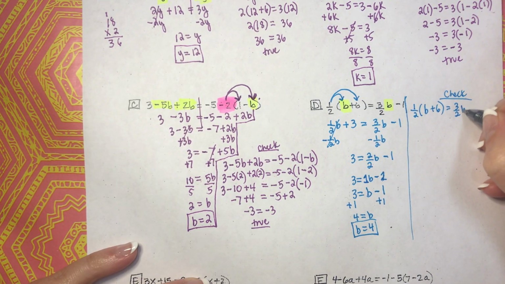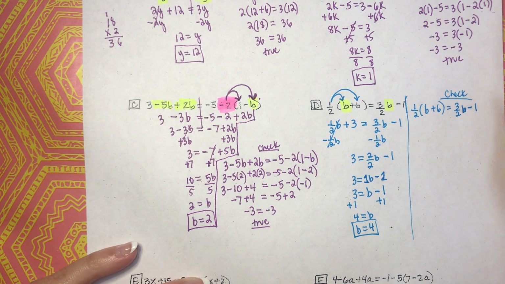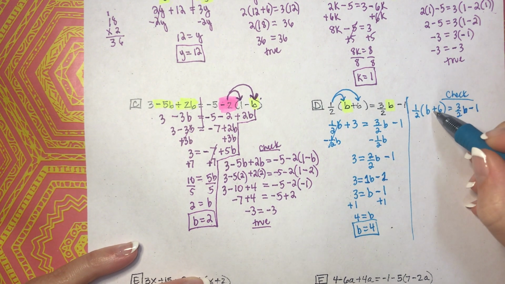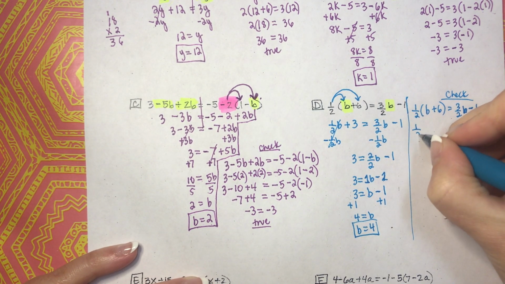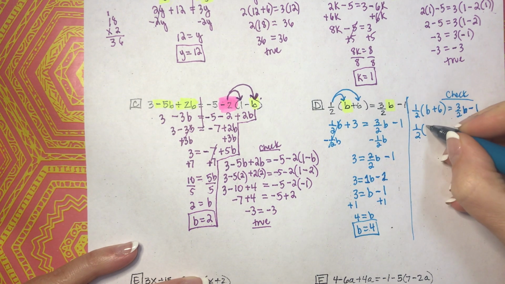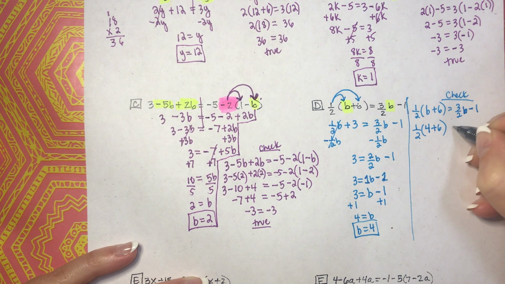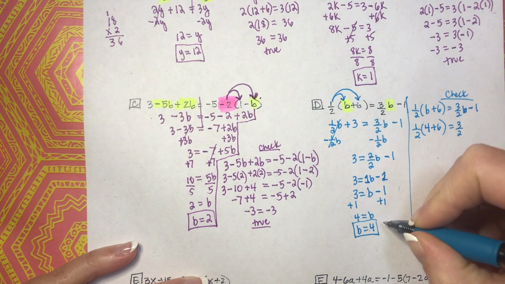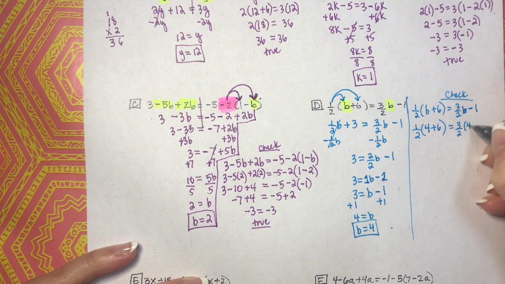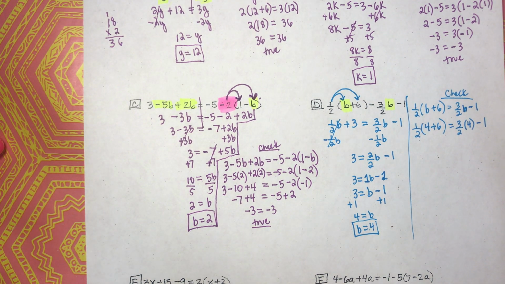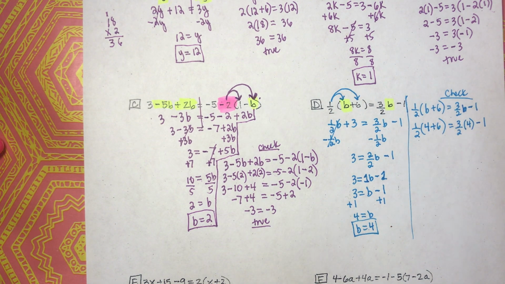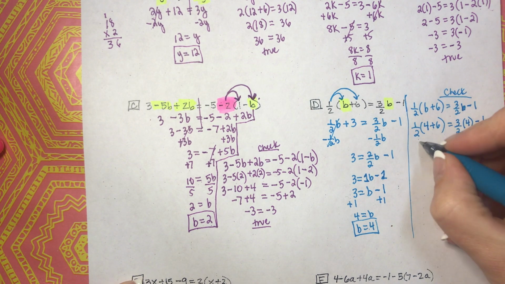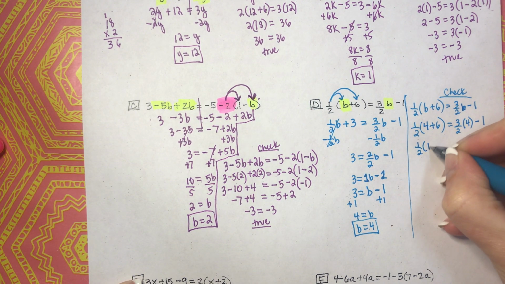Okay, my bad. 3 over 2b minus 1. We're going to substitute that 4 in for b, here and here. So we have 1/2 times 4, substituted in for b, plus 6 equals 3 over 2, with 4 substituted in for b right there, minus 1. We've got parentheses, so 4 plus 6. Order of operations, right? We have to do the parentheses first. 4 plus 6 is 10. So we end up with 1/2 times 10.